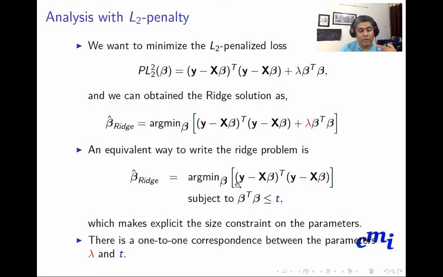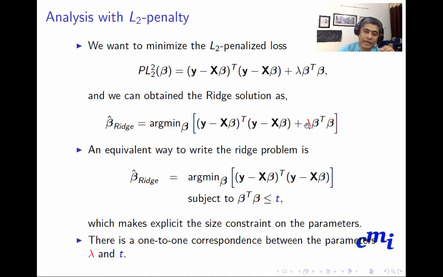In the ordinary least squares method, you don't have any restrictions. It is unrestricted minimization. Here you are doing a minimization with a restriction, and the restriction is subject to beta transpose beta less than or equal to t. It's like I'm giving a budget, and beta has to be constrained within that, which makes explicit the size of the constraint on the parameters, and as a result you end up regularizing the problem, and you get a solution for these problems.